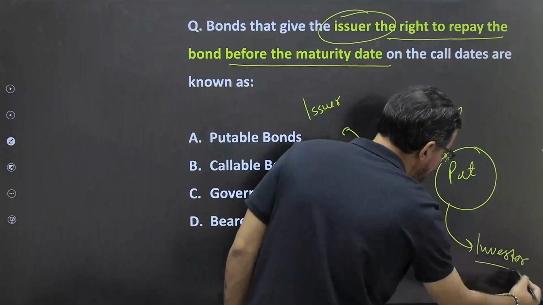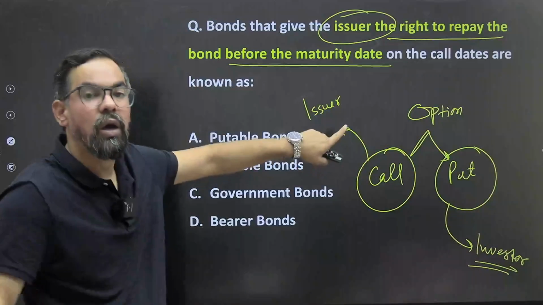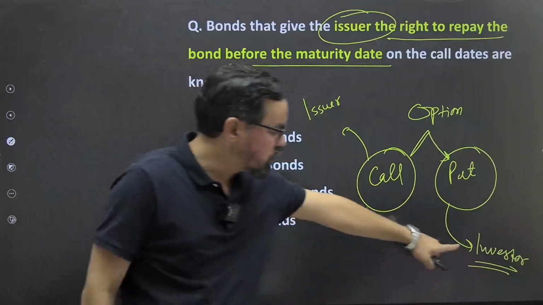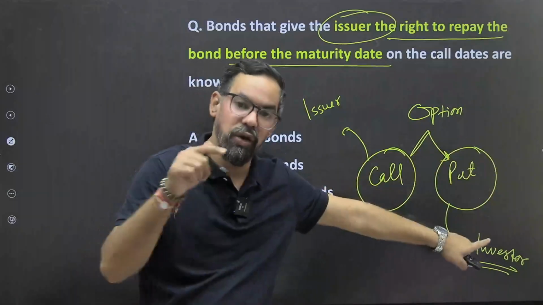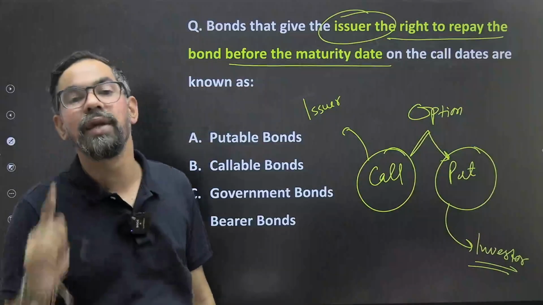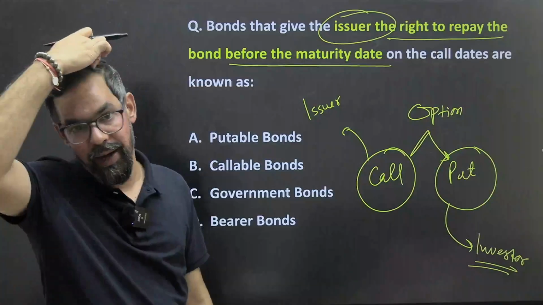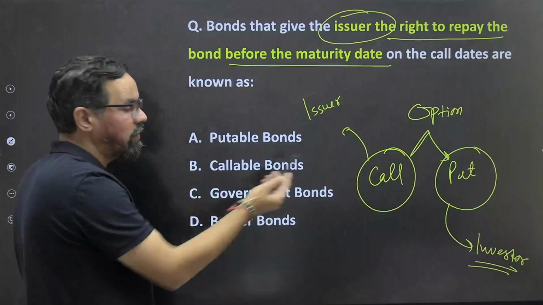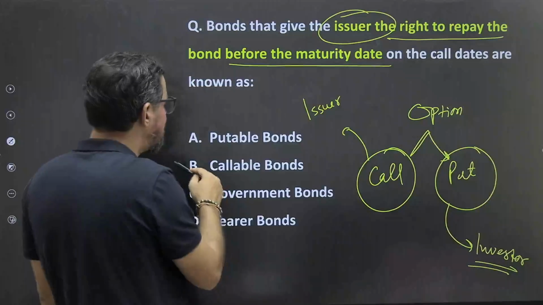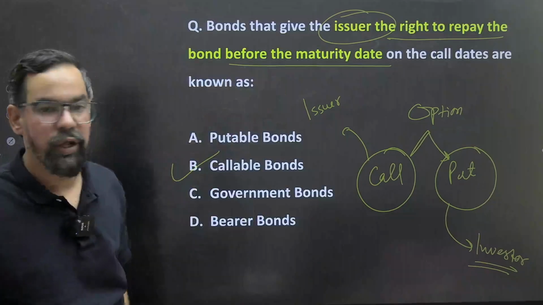So what is the right? Callable bonds give the right to the issuer to buy back those particular bonds from the investors. Putable bonds generally give the right to investors to force issuers to liquidate those particular bonds and to pay their money back. So this is like, with one word only you will be able to answer. Right to issuer means it is a callable bond. If it is right to investor, it is a putable bond.